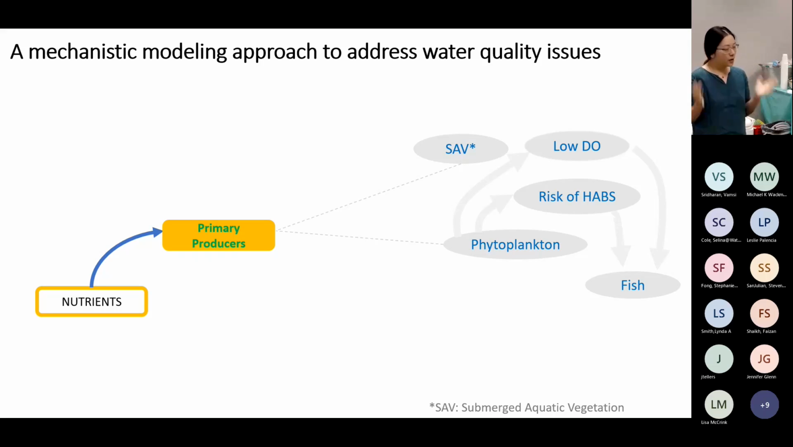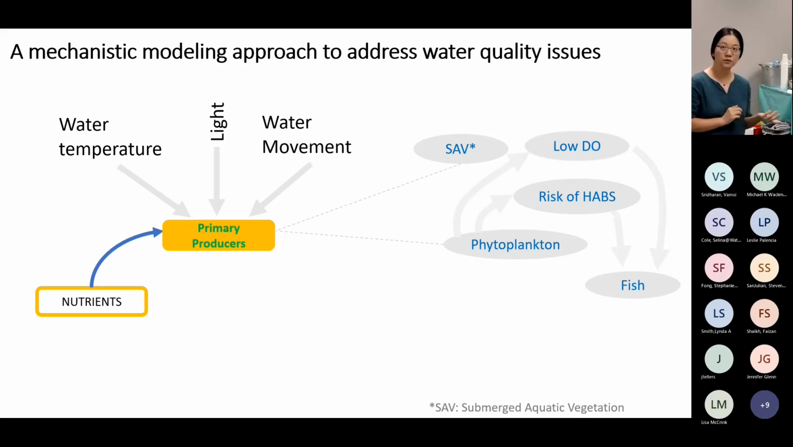The environmental factors identified to influence primary producers are light, water movement, and water temperature. One thing I'd like to mention is that primary producers can in turn affect those environmental factors. For instance, the presence of submerged aquatic vegetation can affect water movement and light availability through shading.